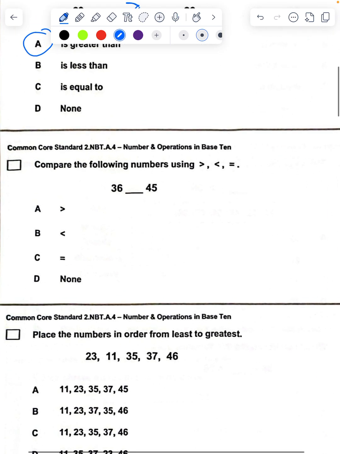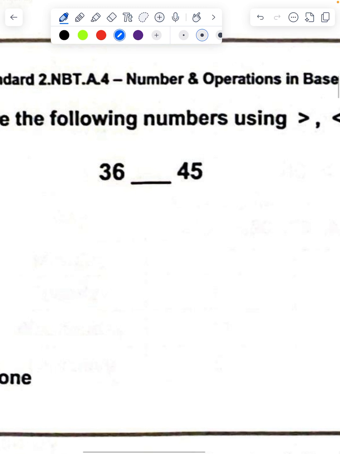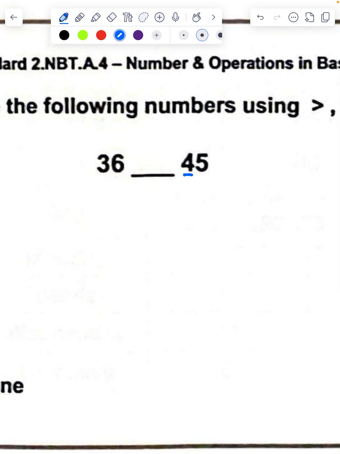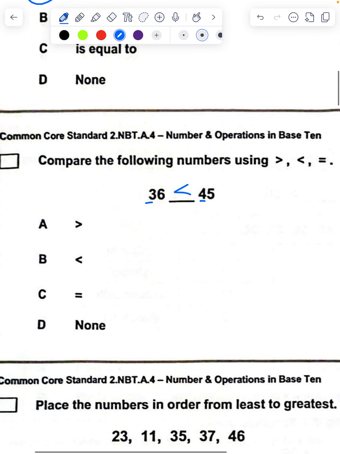Next, it says, compare the following numbers using greater than, less than, or equal to. So 36 is what, then 45? So if we look at the tens place, we know that 4 is greater than 3, so the alligator will go this way. So it would be B.